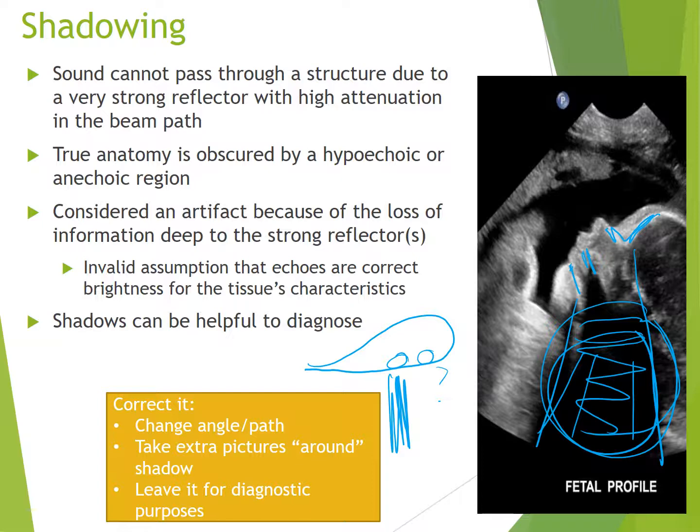To correct for shadowing then, we're going to want to change the angular path that we're coming in at the anatomy. Maybe we'll take extra pictures around the shadow, moving to one side where that shadow is not as apparent, or maybe we'll leave it because it helps with diagnosing.